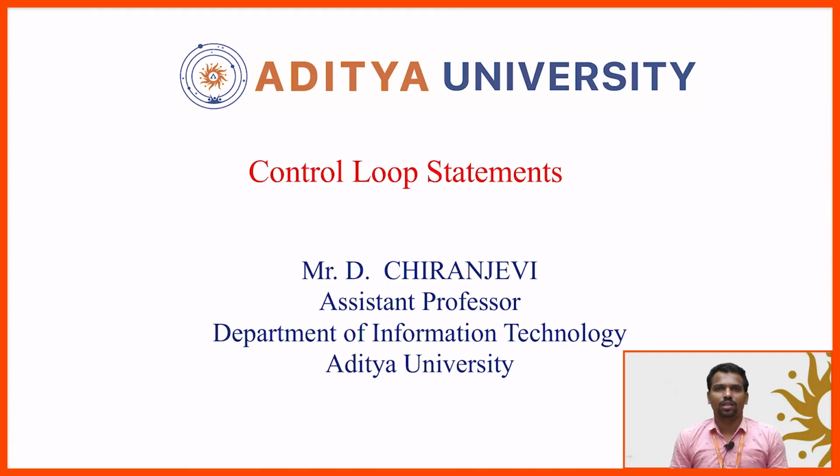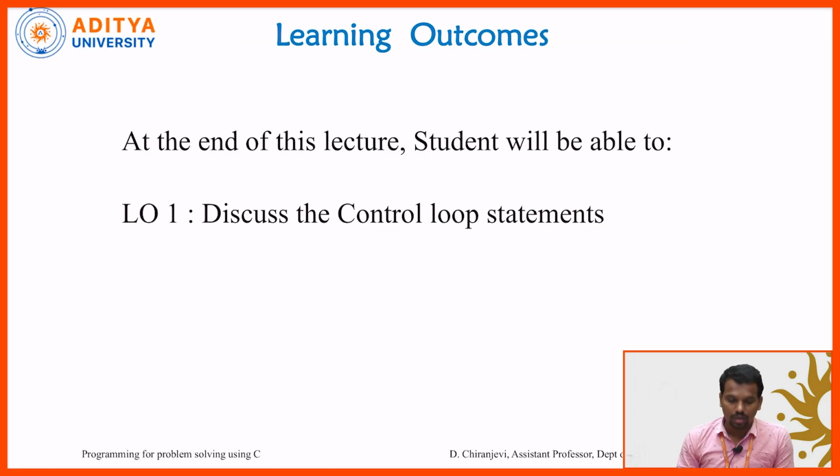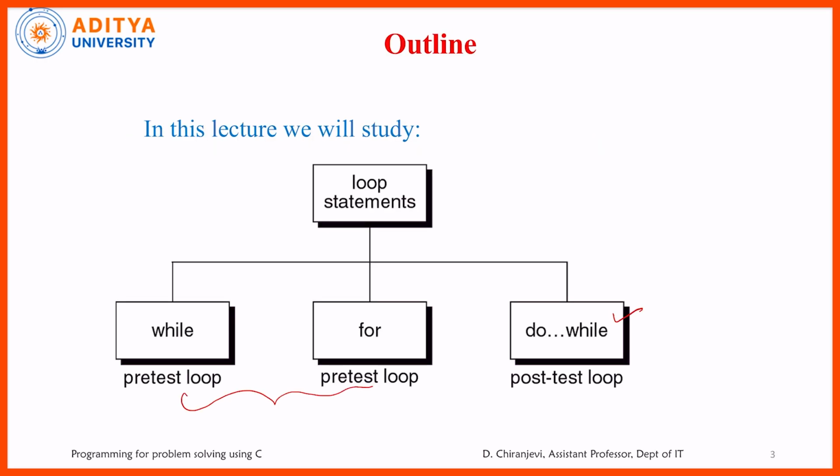Today I am going to discuss control loop statements in programming for problem solving using C. At the end of this lecture, students will be able to discuss control loop statements like for loop, while loop, do while loop. While loop and for loop are pre-testing loops and do while is the post-testing loop. While and for are also known as entry checking loops, and do while is the exit checking loop.